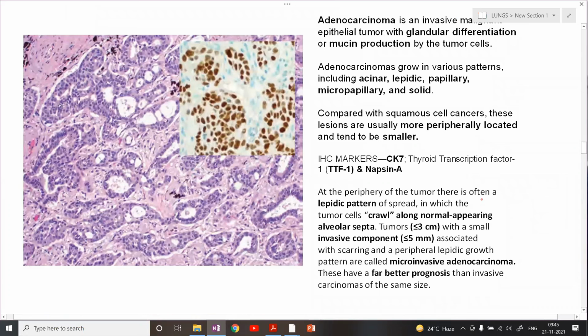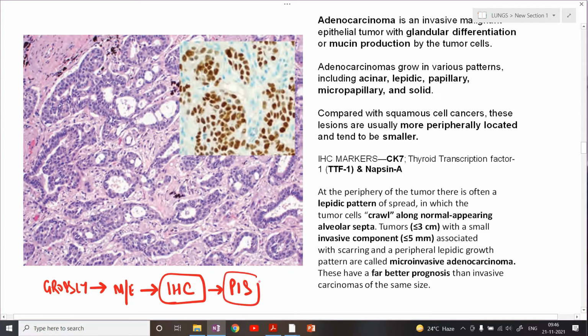Now, next important point. For any carcinoma that you read in the lungs, first you should know grossly where it is located, what the gross picture is, what the microscopic examination is, and what the immunohistochemical markers are. If you understand any kind of pre-invasive lesion, we are going to see what the prognosis of that particular tumor is. For lung tumors, this is very important.